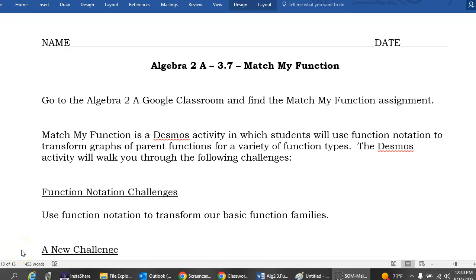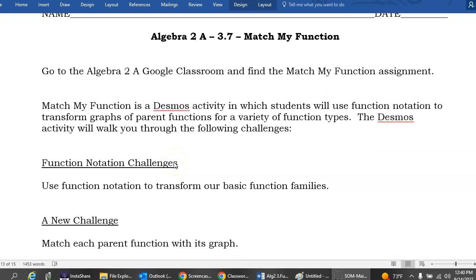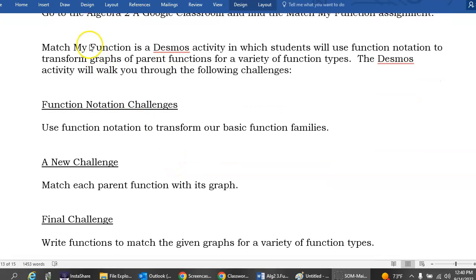This is Algebra 2A, Lesson 3.7, Match My Function. This is going to be an assignment that you will need to do on your computer, Chromebook, whatever you have. You can find a link to the Match My Function assignment on your Google Classroom. The page in the packet just describes what we're going to do, but it's going to be an activity using a graphing calculator.